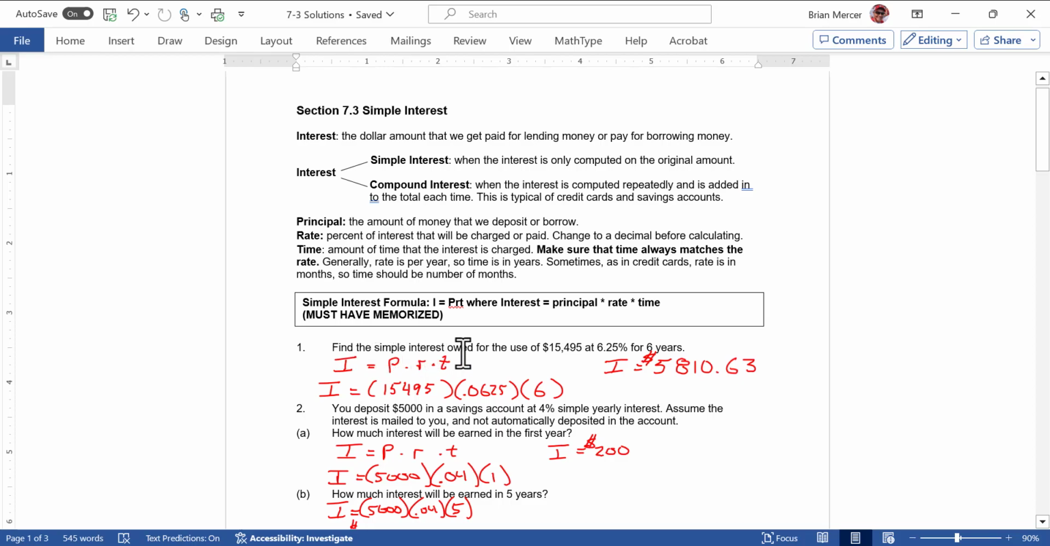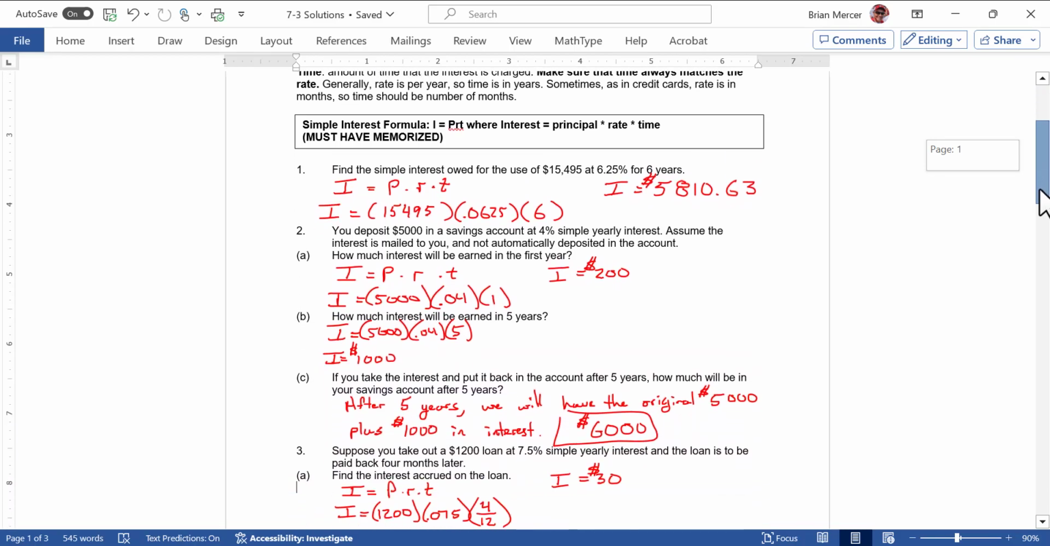This first one says, find the simple interest owed if you borrow $15,495 at 6.5% for 6 years. So that's pretty straightforward. The only important thing there is to convert that percent to a decimal. So notice that's 0.0625. So then there's the principal times 0.0625, that's the rate, times the time. So that gives you an amount of interest. And so there's that first one.